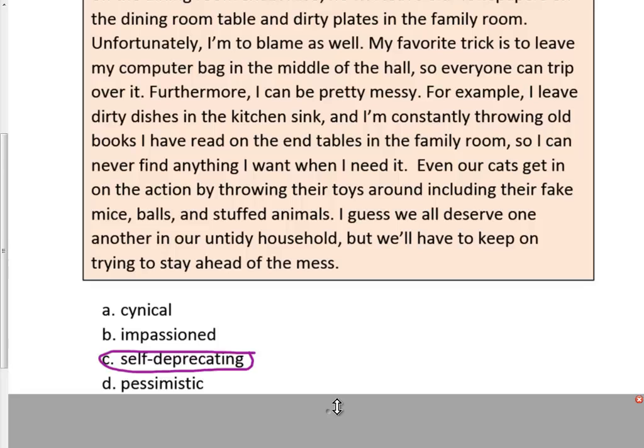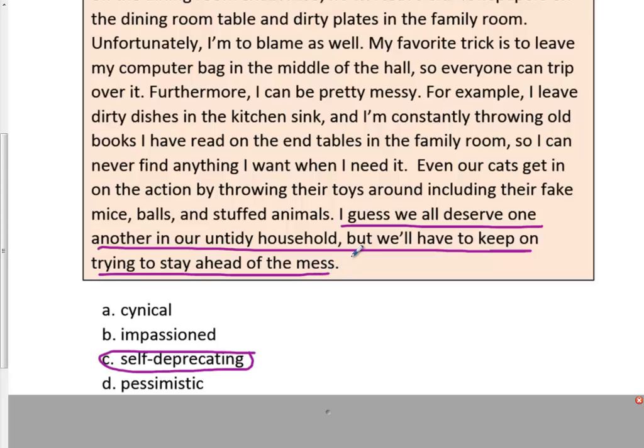And the author is definitely not pessimistic because we're not led to believe that the housekeeping situation is hopeless, because she says in the very last sentence, I guess we deserve one another in our untidy household, but we'll have to keep on trying to stay ahead of the mess. It sounds like she's optimistic that they'll just keep on keeping on and trying.